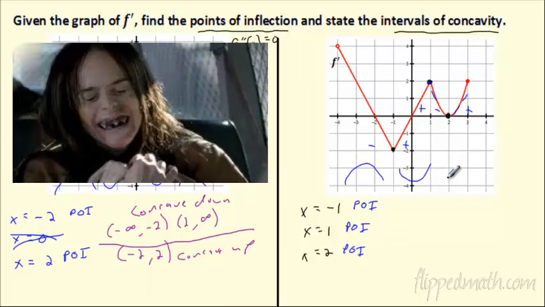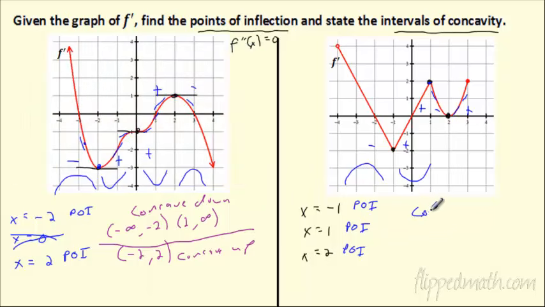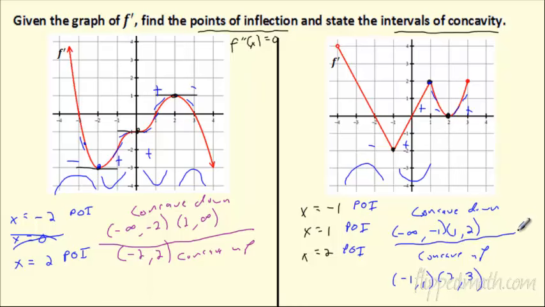Do I want to talk concavity? I always want to talk concavity. So where am I? Let's try if I label this a little better. I've got concave down. Where am I concave down? Well, it looks like from -infinity to -1, I'm concave down. Also from 1 to 2, I am concave down. Where am I concave up? I am concave up from -1 to, is that 1? And it's from 2 until 3. Holy cow, I hope you can read my handwriting.